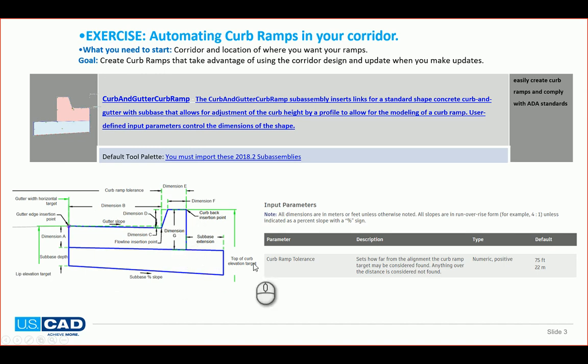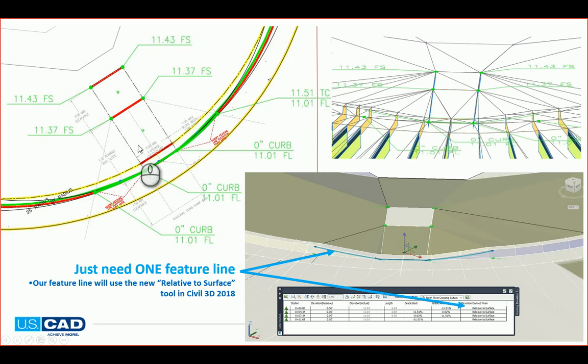You have all these dimensions that we can set, and you can see here's our targeting parameter. We have a curb ramp tolerance. I basically have this little design of a pre-laid out curb ramp here, and we're just going to be using one feature line to dictate the elevations. We're also going to be using another tool that came out in 2018 called relative to surface, so that whenever you update your corridor, this ramp will automatically update.